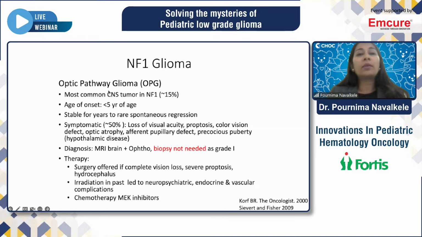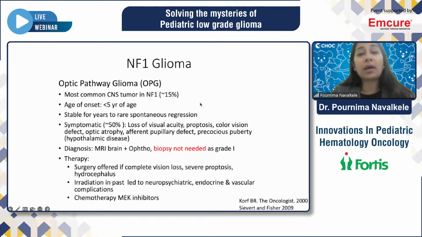The NF1 optic pathway glioma is the most common CNS tumor seen in NF1 patients, around 15%, and is typically seen in really young kids. This can be stable for years and sometimes can have spontaneous regression. The symptoms associated with this particular tumor are loss of visual acuity, proptosis, color vision defect, optic atrophy, afferent pupillary defect, and precocious puberty, especially if it involves the hypothalamic region.